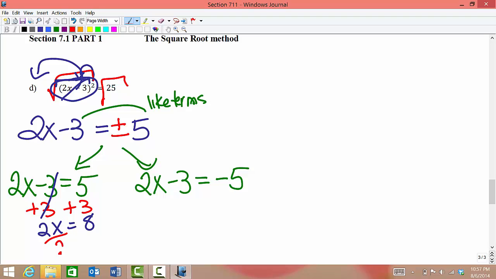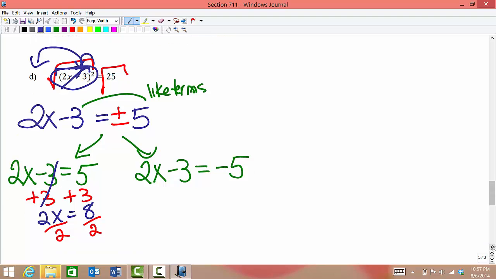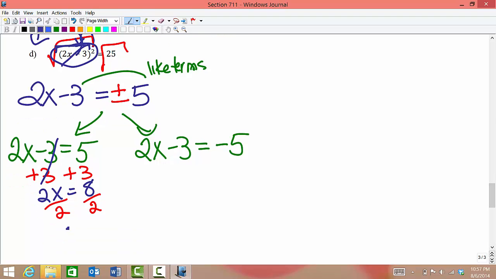positive 8, and then divide by 2. So our first solution here, I get x is equal to a positive 4. Now on this side, in this equation, we treated it as a negative 5. That way when I go to actually solve for x, I can now combine these like terms without worrying about being 2 separate numbers. It's actually now just a minus 5.